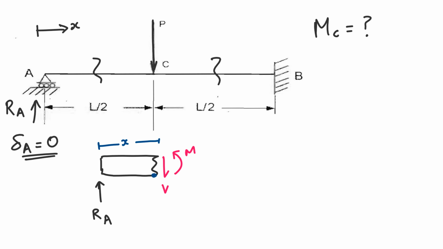So let's sum the moments about this edge over here. And we're going to get, if we sum the moments, what does that give us? Well, m right here is counterclockwise, so positive m, and then RA times x, so m equals RA times x. Easy peasy. Now let's make a cut in this second section over here, and that one is going to be a bit longer.